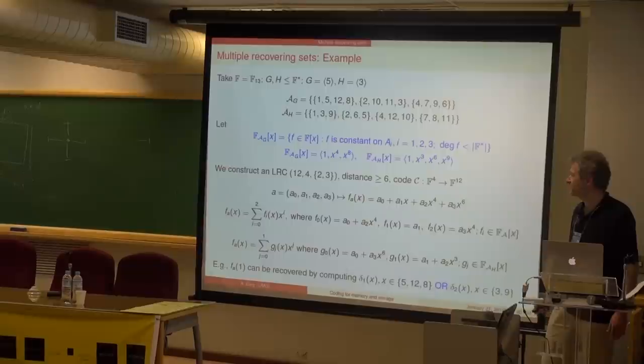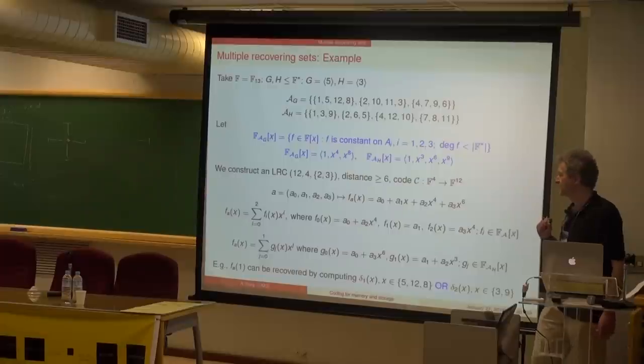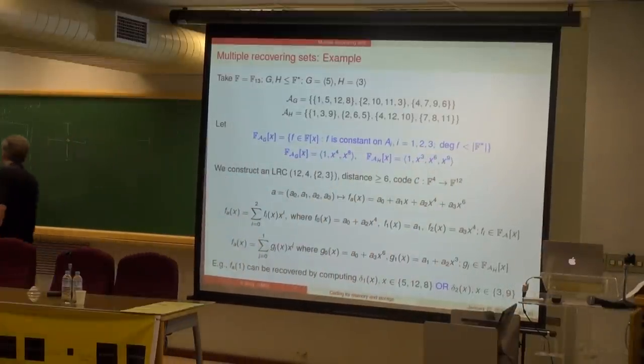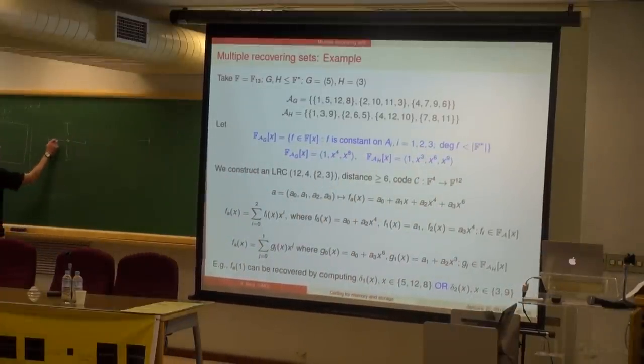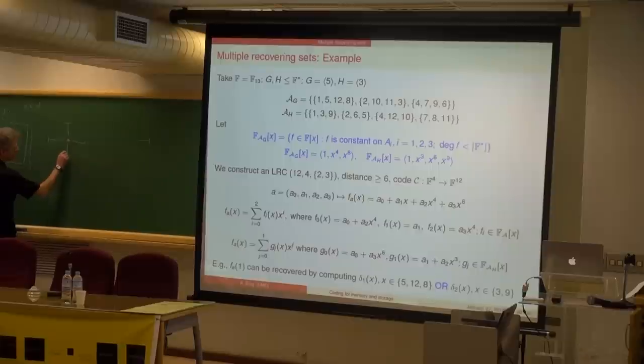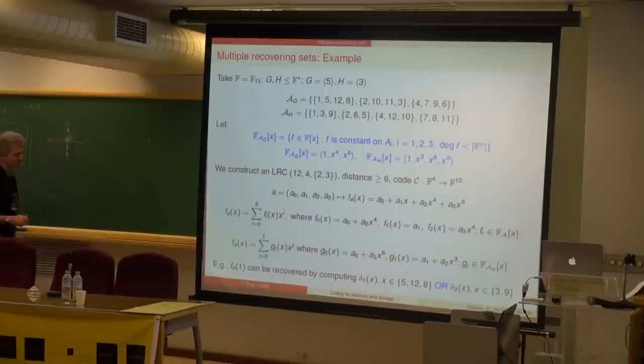Let's look at the example. Let's construct a code of length 12, dimension 4, with two recovering sets for every symbol. One from two symbols, the other from three symbols. Looking back at that picture, we can recover this point from two symbols, and we can recover it from three symbols. And this is what we need to get back. This is what I want to do.